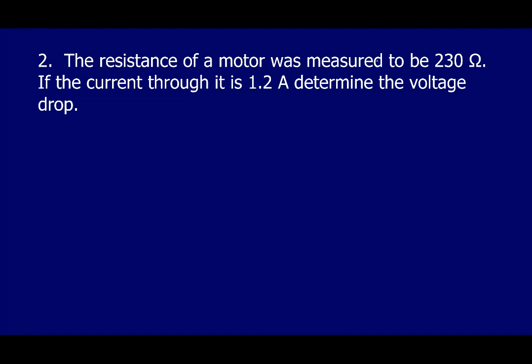The resistance of a motor is said to be 230 ohms. Hey, there's a good shot of the ohm symbol. If the current is 1.2 amps, determine the voltage. Just arrange the formula to solve for voltage. It's I times R, 1.2 amps times 230 ohms.